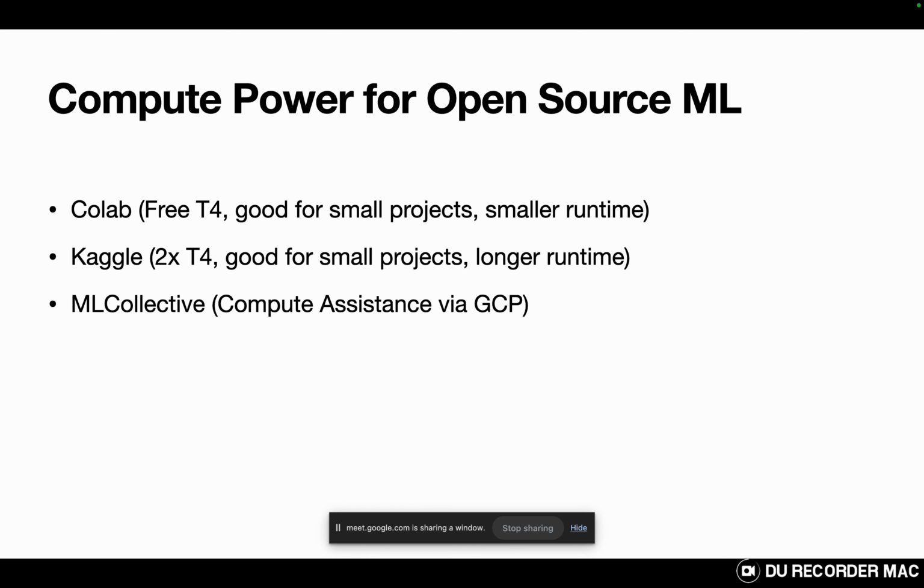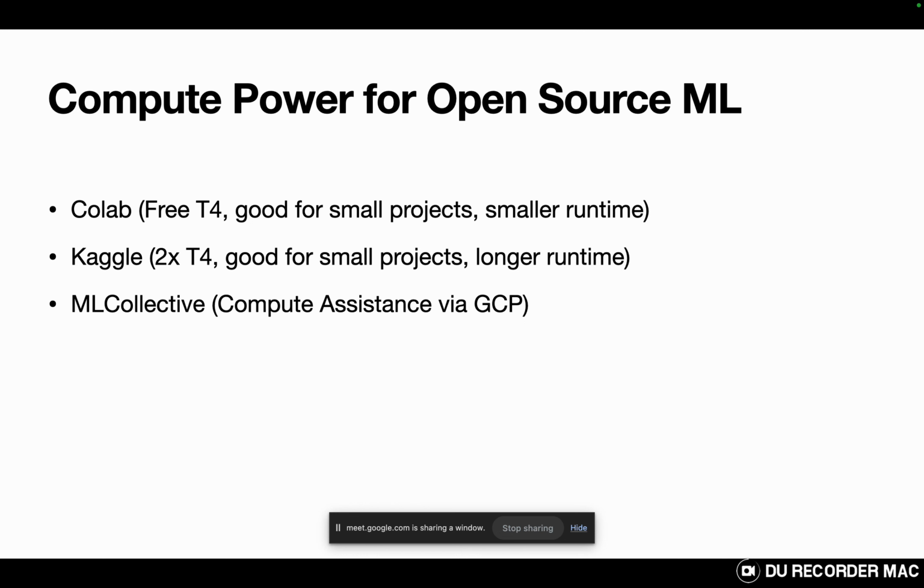Then Kaggle also provides two T4s, so it gives you multiple GPUs, and you can use the power of distributed training for this, which can actually help improve your training speed by a big factor. It is also good for small projects, and the good thing is that it has a longer runtime, so you can run your Kaggle notebook for 30 hours in a week. So if your model needs to be trained for 30 hours in a week, you can use Kaggle.